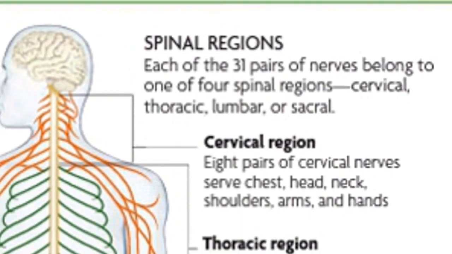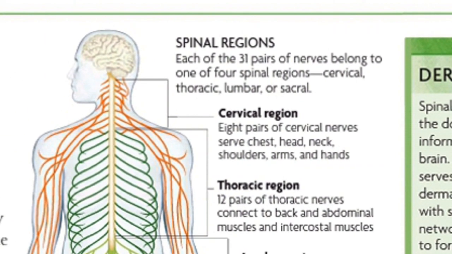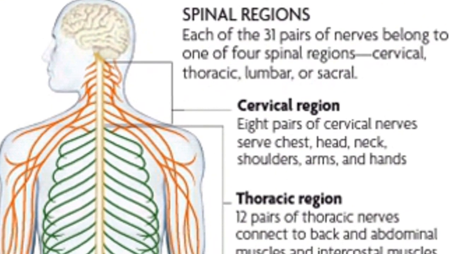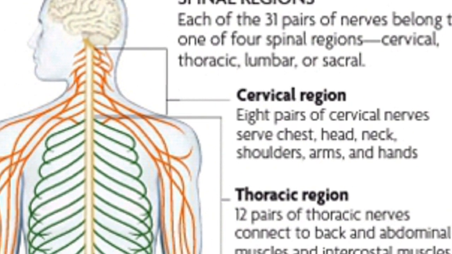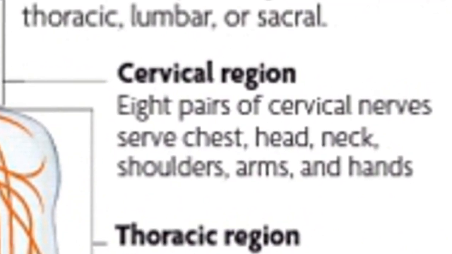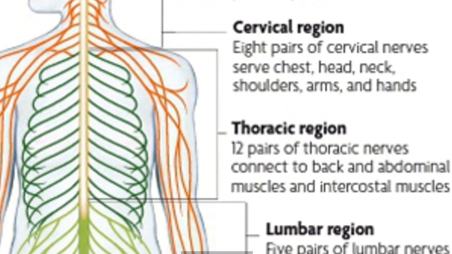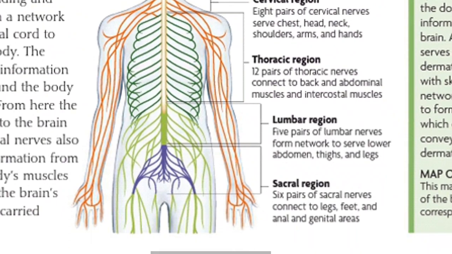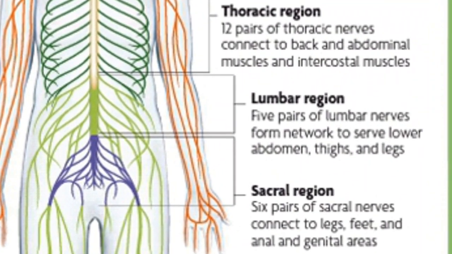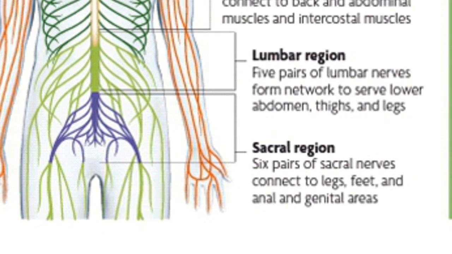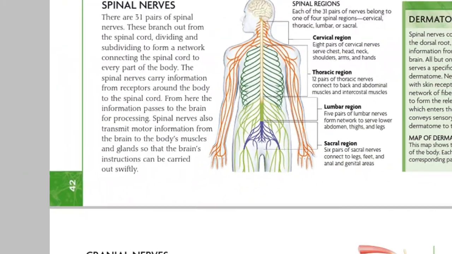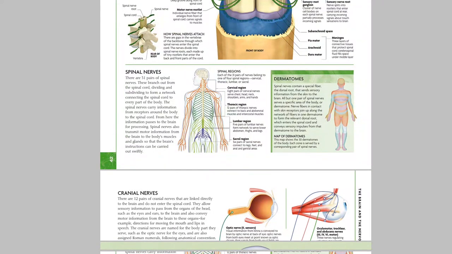The 31 pairs of spinal nerves emerge out from different parts of the spinal cord, so they are present in different regions. For example, in the cervical region there emerge 8 pairs of cervical nerves, shown in orange color. Then in the thoracic region 12 pairs of thoracic nerves. Then in the lumbar region 5 pairs of lumbar nerves, and in the sacral region 6 pairs of sacral nerves. So this becomes a total of 31 pairs of spinal nerves.